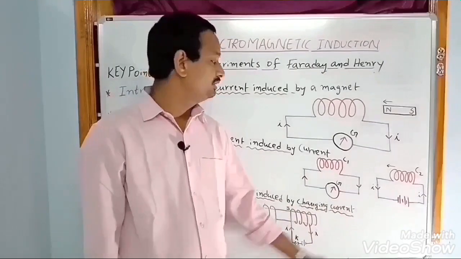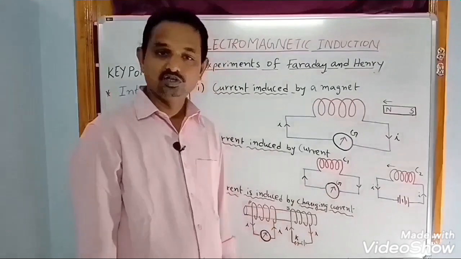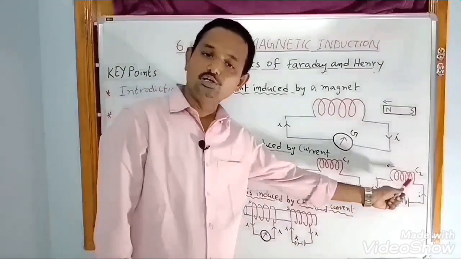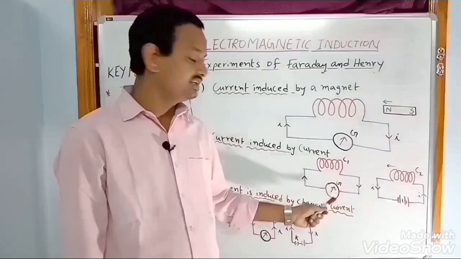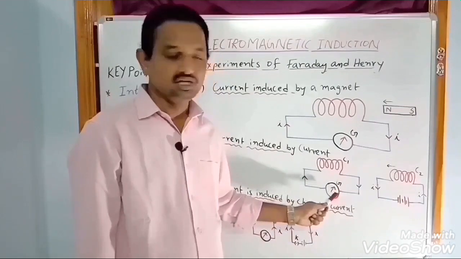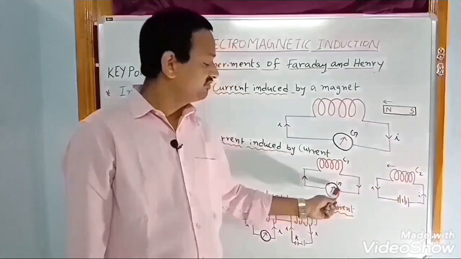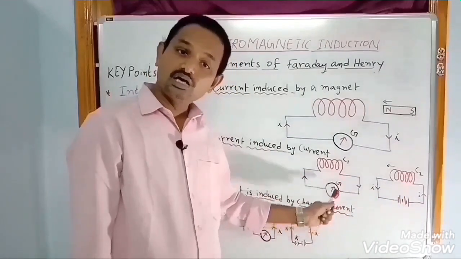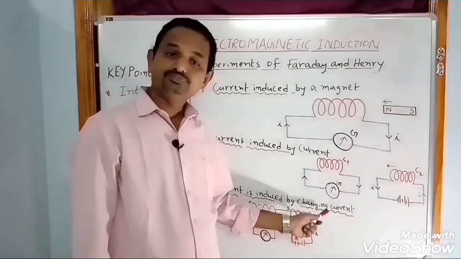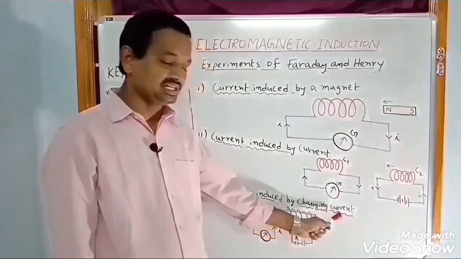Here the relative motion between these two coils induces current in coil 1. Suppose we are moving current carrying coil 2 towards coil 1, there is a deflection in the galvanometer that indicates induced current. If we move in the opposite direction to the previous one, there is a deflection in the galvanometer that is opposite to the previous one. Here, current is induced by changing current.